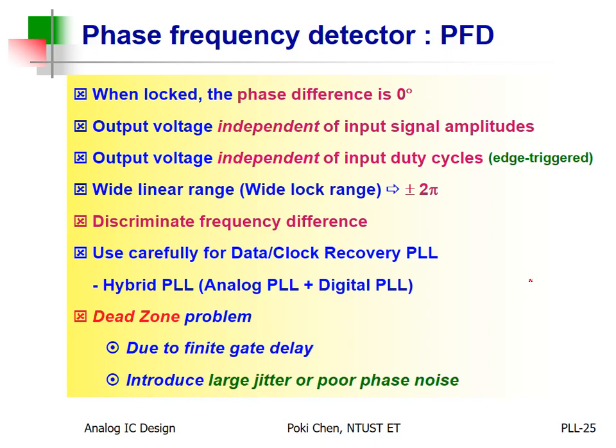For such kind of phase frequency detector, you can see when locked, the phase difference is zero, even with dead zone. It's higher, lower, so on average, it's still zero. But it causes a lot of jitter for your output, because the phase of the output is changing, right?